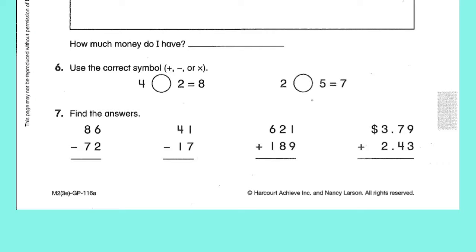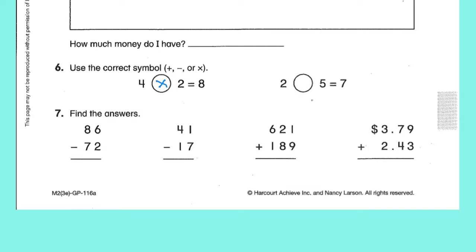Okay, so we're on number 6 where it says use the correct symbol, plus, minus, or times. So we can say 4 plus 2, nope, doesn't equal 8, that would equal 6. 4 minus 2 would equal 2, so it must be 4 times 2 equals 8, and that's correct.